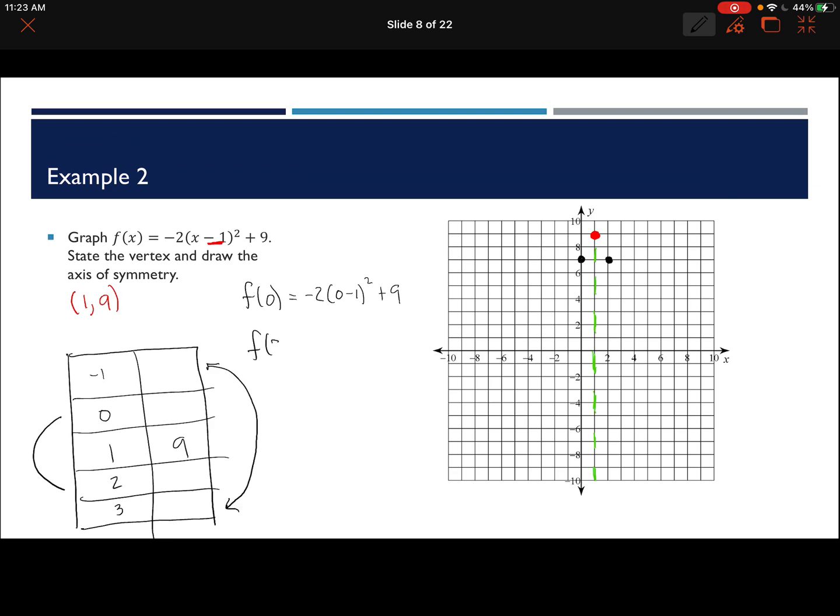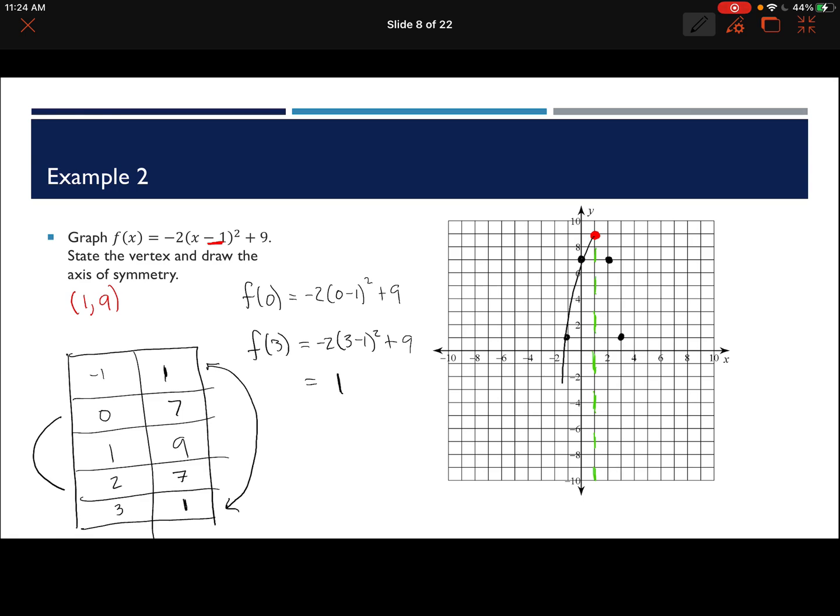So then we can check maybe f of 3, and f of 3 is -2 times (3 minus 1) squared plus 9, and 3 minus 1 is 2, 2 squared is 4, 4 times -2 is -8, -8 plus 9 is 1. So let's fill in our table. We had (0, 7) and (2, 7). And then f of 3 was 1, which is going to make f of -1 also 1. So over 3, up 1, left 1, and up 1.